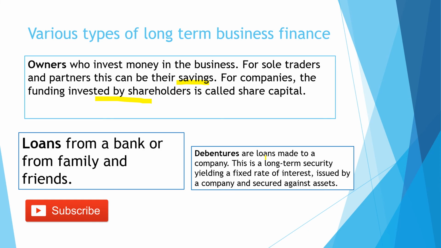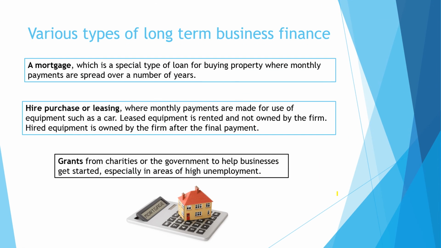Debentures are loans made to a company. This is a long-term security yielding a fixed rate of interest issued by a company and secured against assets. A mortgage, like I explained earlier, which is a special type of loan for buying property where monthly payments are spread over a number of years.